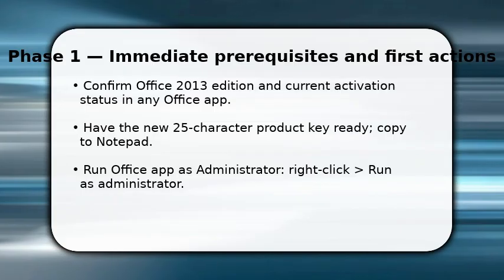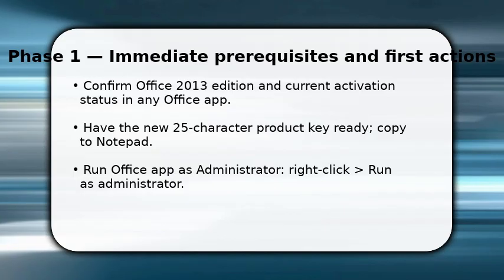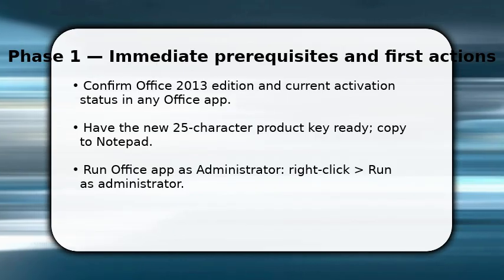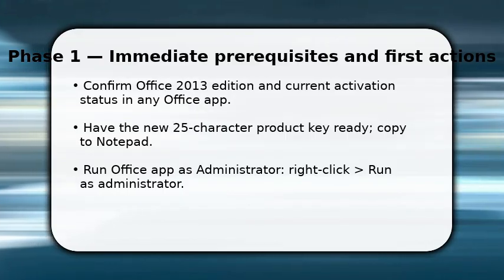You start by verifying which Office 2013 edition is installed and whether it's currently activated. This prevents mismatches. Open an Office application as administrator because changing keys requires elevated rights. Once done, keep the new 25-character product key in plain text so you can paste it without typos. Make sure Windows updates are applied, since Office needs certain activation components. If you skip that, the change may fail.